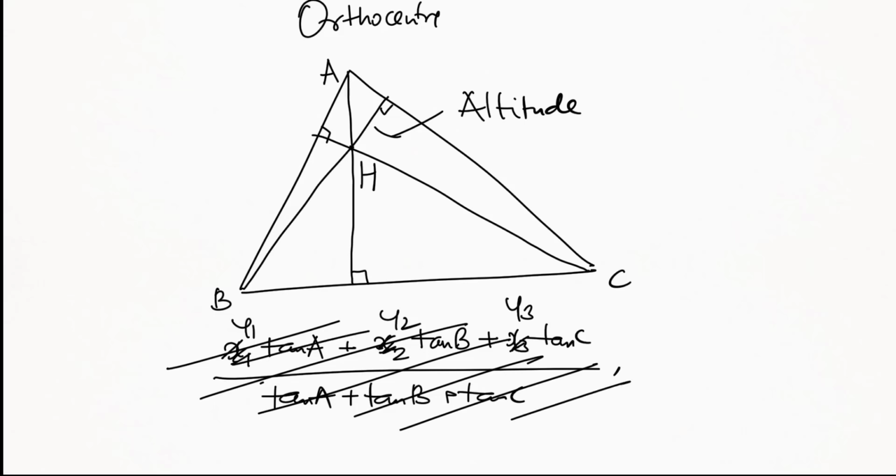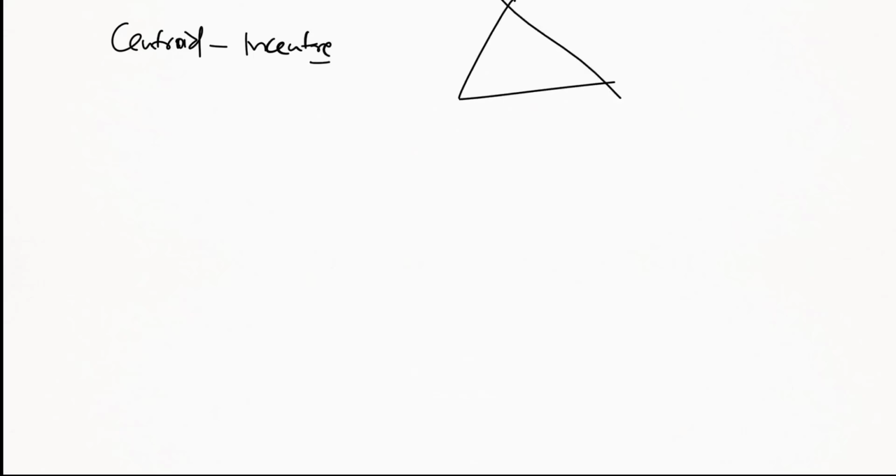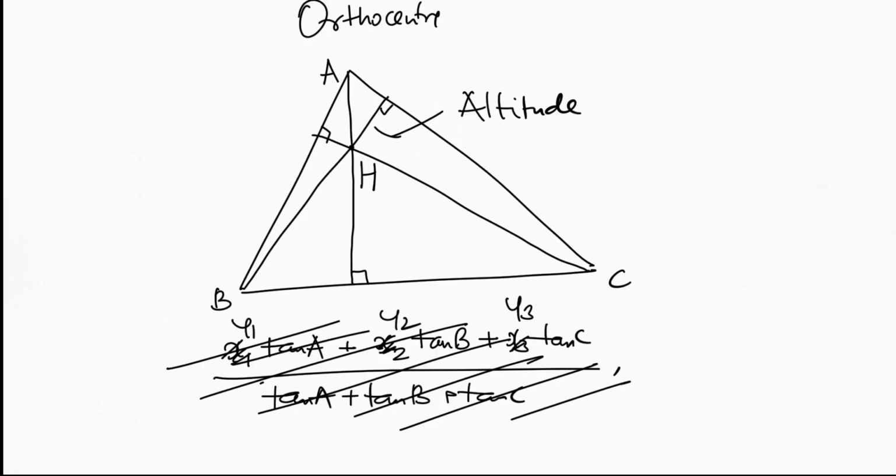Also, an important point: the orthocentre, centroid and incentre, are they always within the triangle? The centroid and incentre always lie within the triangle. The orthocentre may or may not lie within the triangle. For example, in this case the orthocentre was within the triangle, right? This is within the triangle.